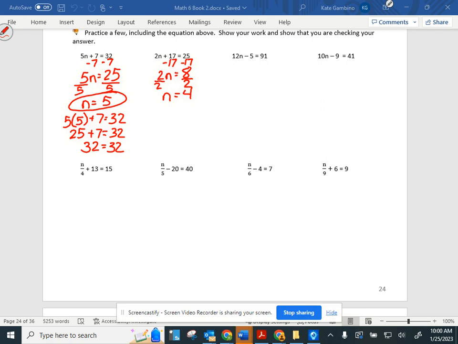What do I have to do, Aiden? What am I going to do with my variable 4? I'm going to plug it into the equation, right? So I'm going to check my answer, and for that n, I'm going to put in my 4 and see if I get a true statement. 2 times 4 is 8, plus 17 equals 25. 8 plus 17 is 25, equals 25. Yep, I'm going to circle it. It is true. 25 equals 25. So n must be 4.